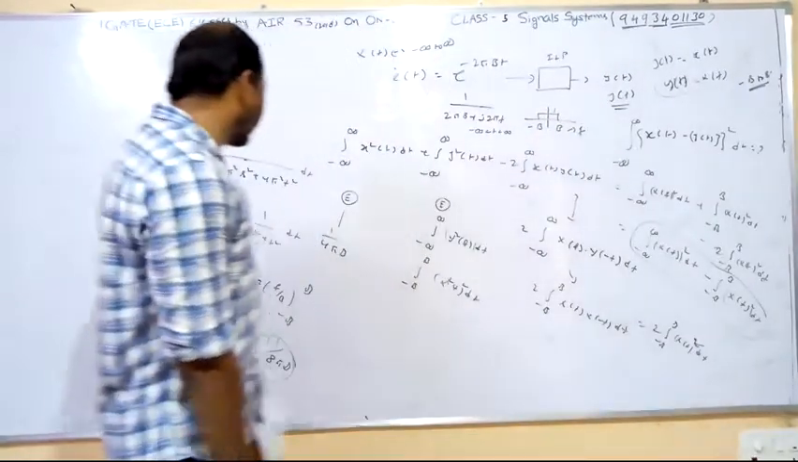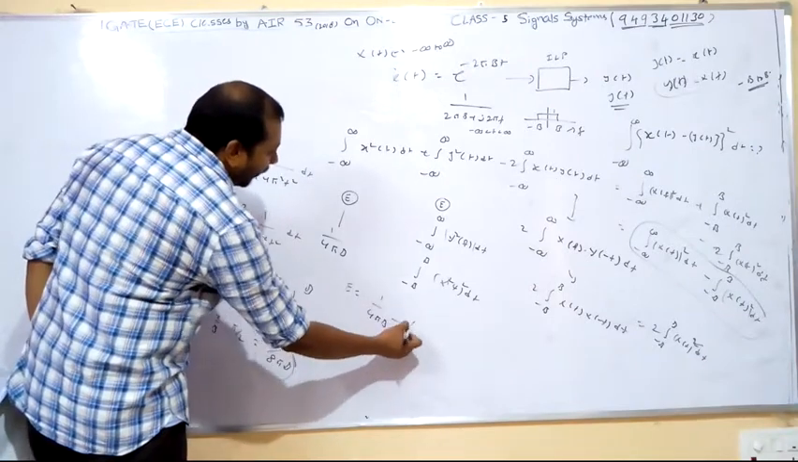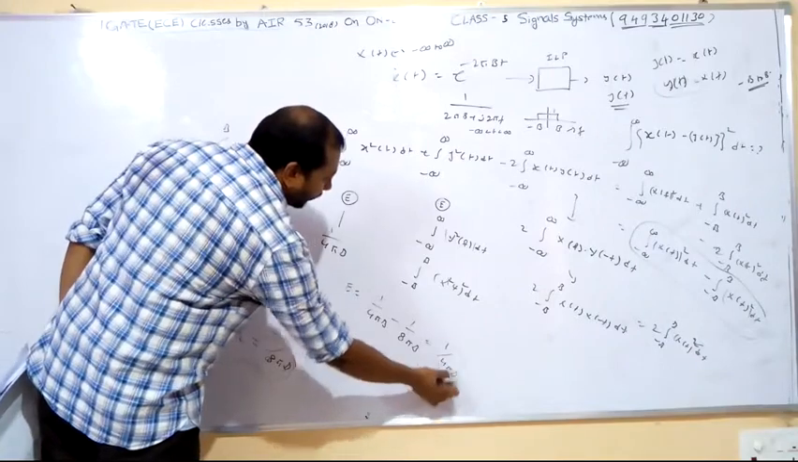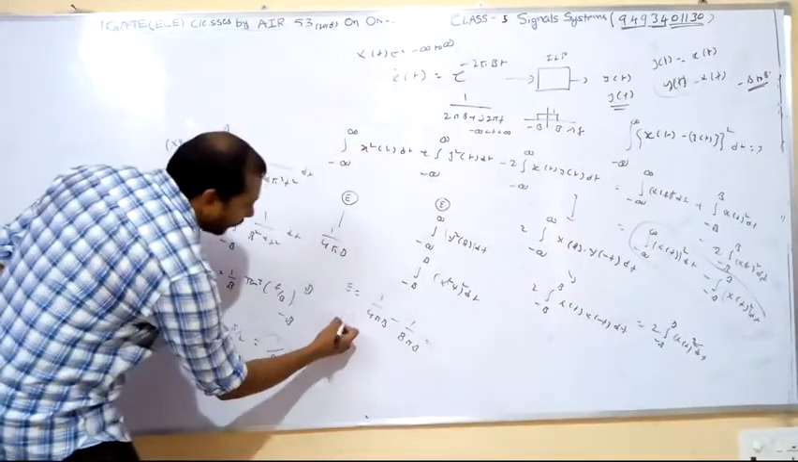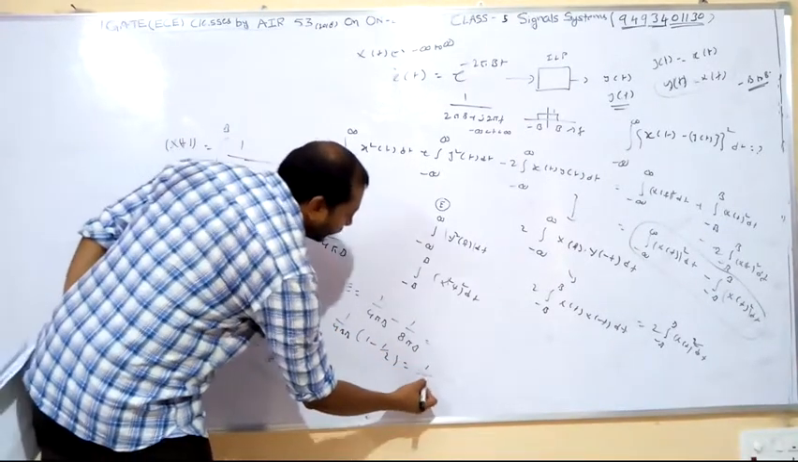And already we have 1 by 4πb. The total energy is equal to simply 1 by 4πb minus 1 by 8πb. Taking 1 by 4πb as common, what will you get? 1 minus 1 by 2 is equal to 1 by 8πb.